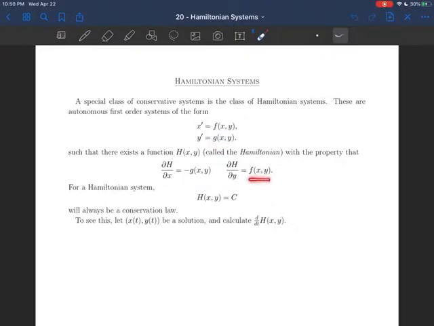What makes it a Hamiltonian system is if there's a function H of x, y, called the Hamiltonian, that has the property that the partial derivative of H with respect to x is equal to negative g, so negative the second equation, and the partial of H with respect to y is equal to f. It turns out that if you have a Hamiltonian, a function whose partial with x is this function and partial with y is this function, then the Hamiltonian function is always a conserved quantity, and you get this conservation law, H of x, y equals c for solution curves x, y. This is always going to be a conservation law.